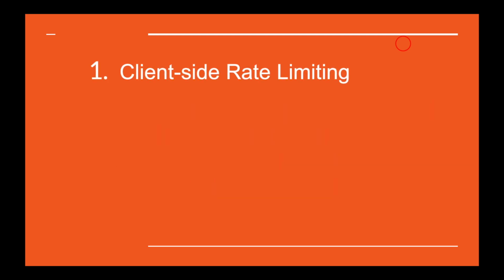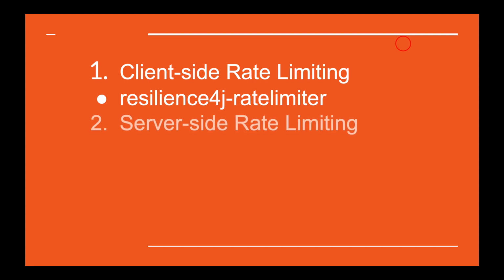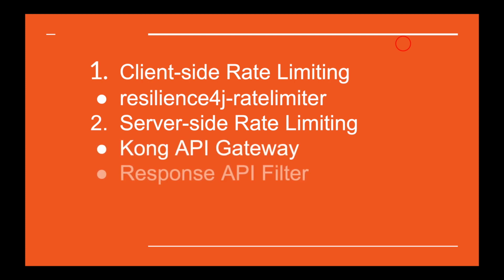So what about client side rate limiting and server side rate limiting? There are two things. For client side rate limiting, we will use the Resilience4j rate limiter, and if you're talking about server side rate limiting, we can use the Kong API gateway and the response API filter. Server side rate limiting requires things like caching and coordination between multiple server instances, which is not supported by the Resilience4j rate limiter.